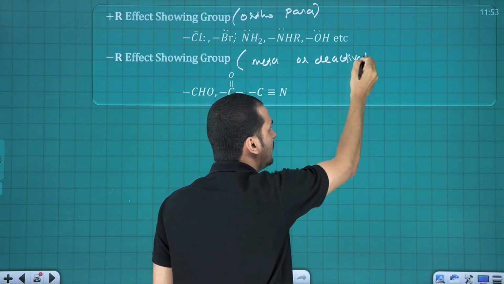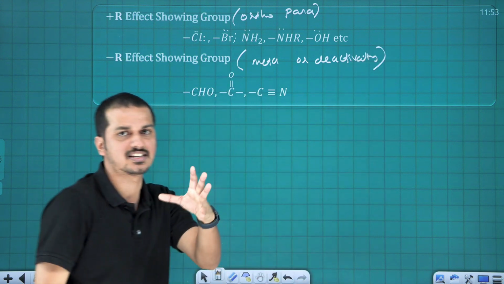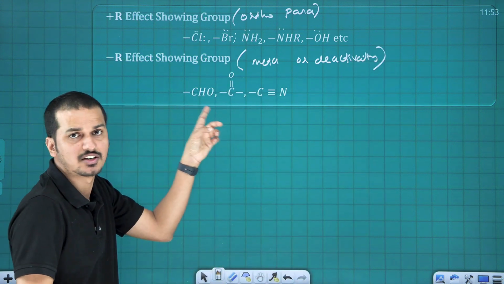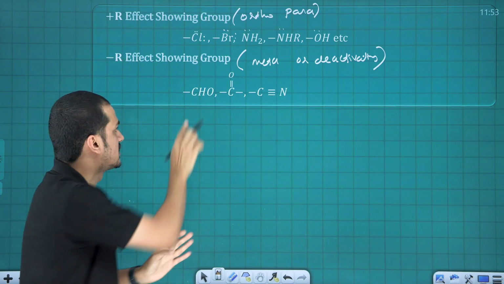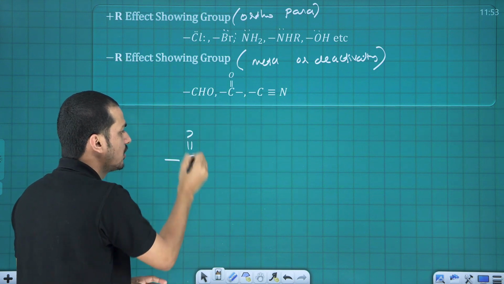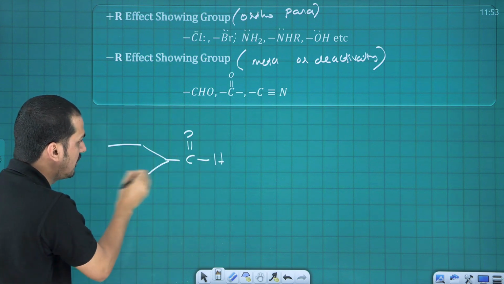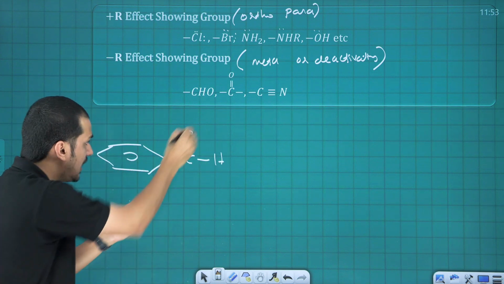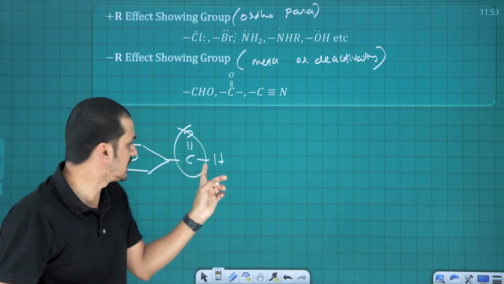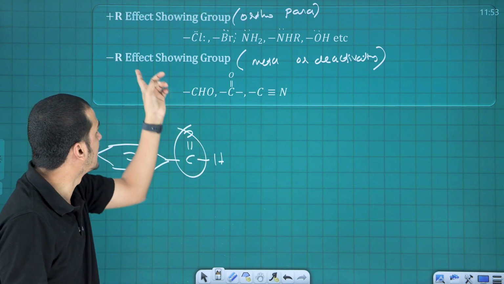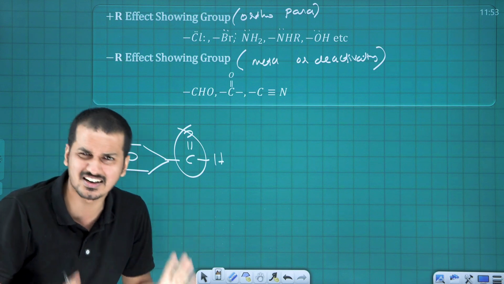If there is a deactivating group, how can we identify it? By checking that group, it should contain a double bond that is attached to the conjugated system. Here you can see the double bond, OH. If you connect this with the benzene ring, the double bonded carbon is connecting with the benzene ring. So what kind of group is that? That's a minus R effect showing group. Idea clear, dears? Yes or no?